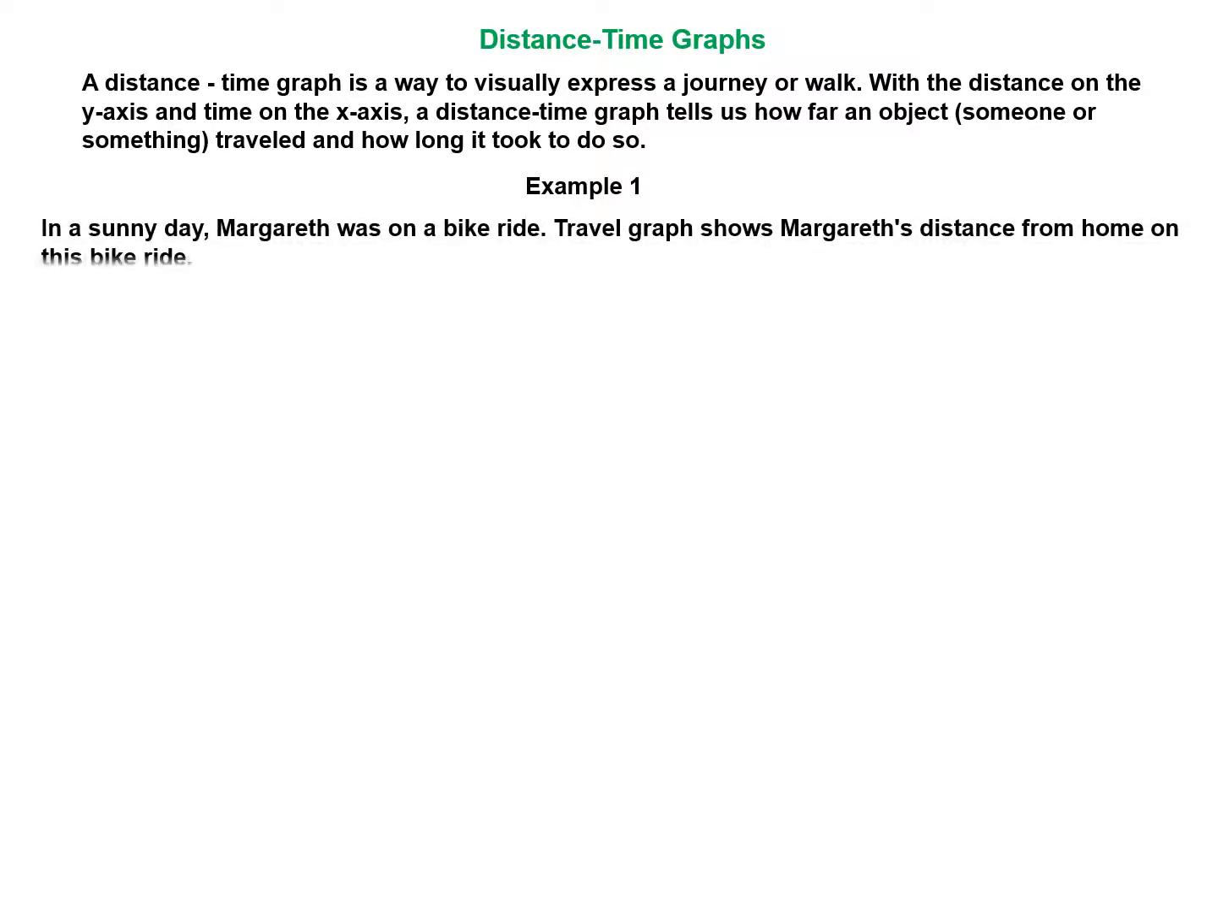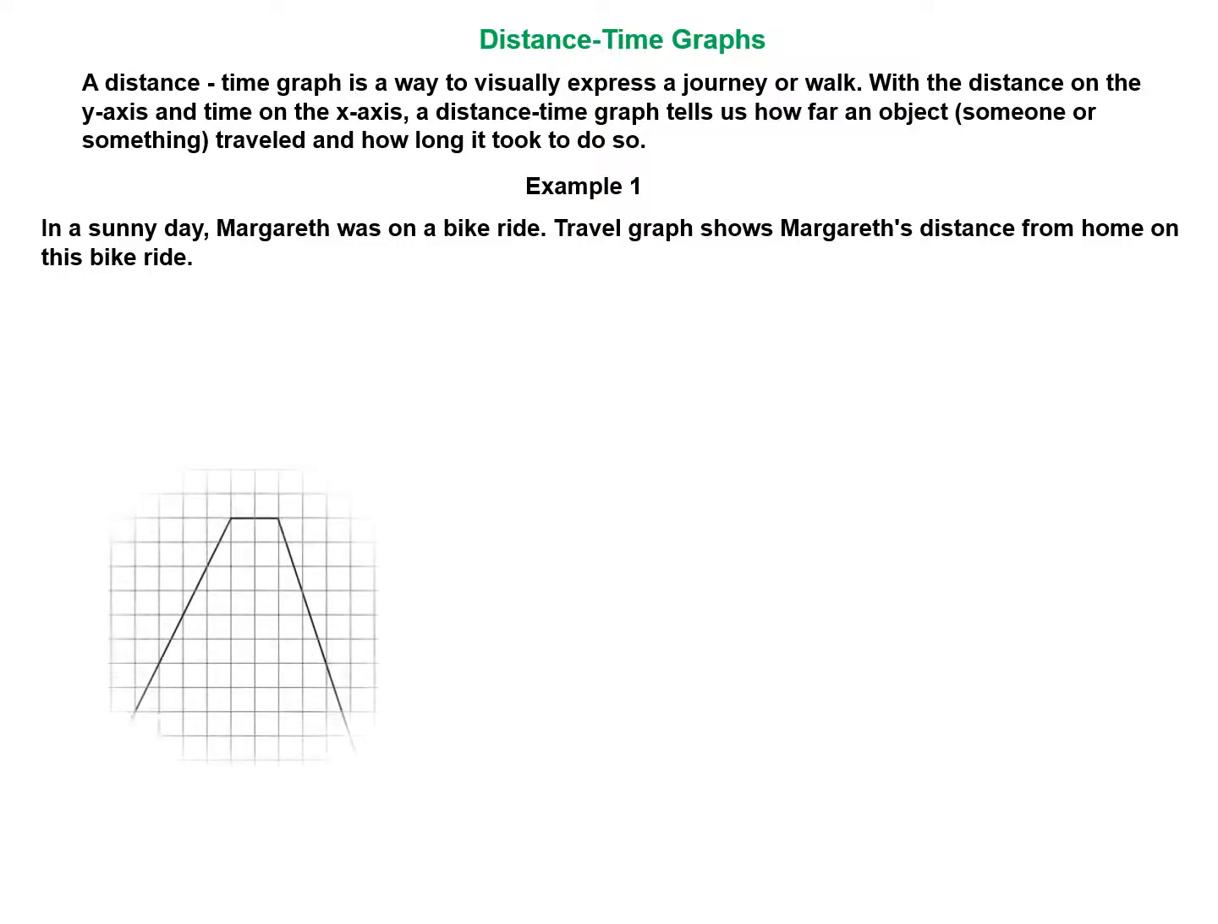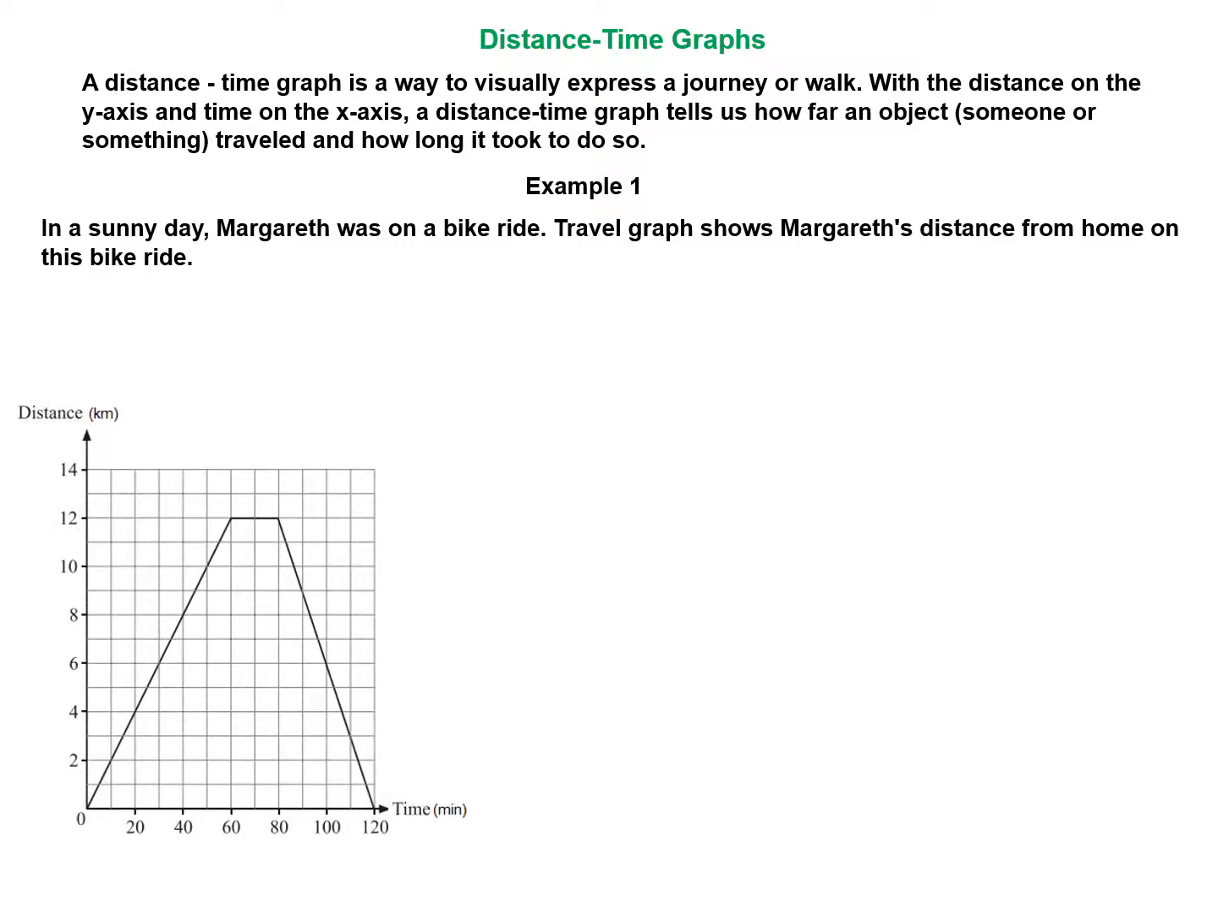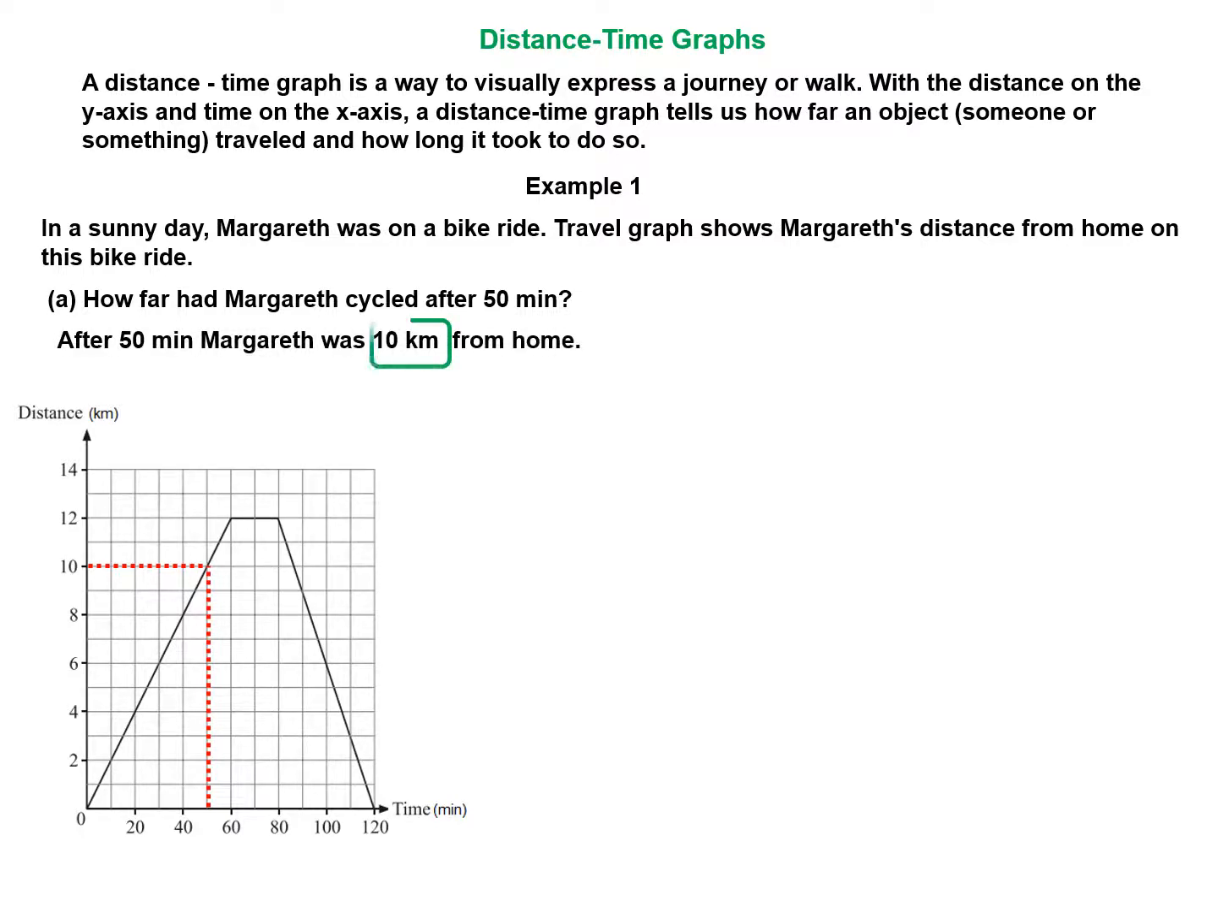On a sunny day, Margaret was on a bike ride. The travel graph shows Margaret's distance from home on this bike ride. How far had Margaret cycled after 50 minutes? Look at the graph. After 50 minutes, Margaret traveled 10 kilometers away from her home. So, after 50 minutes, Margaret was 10 kilometers from home.